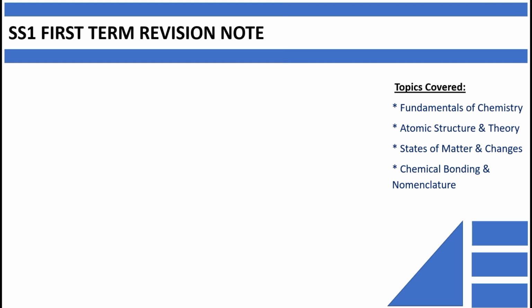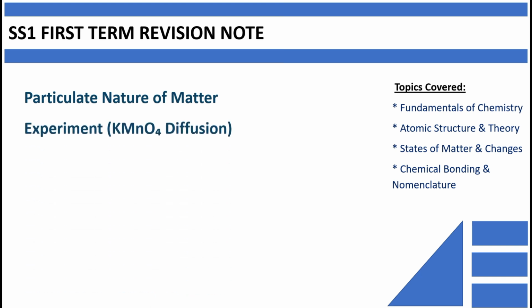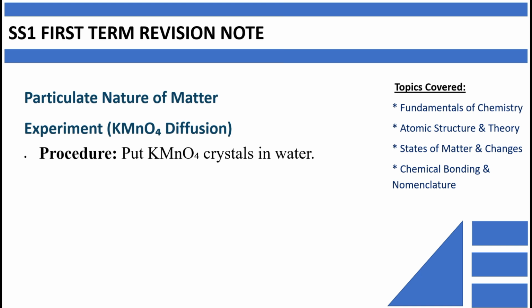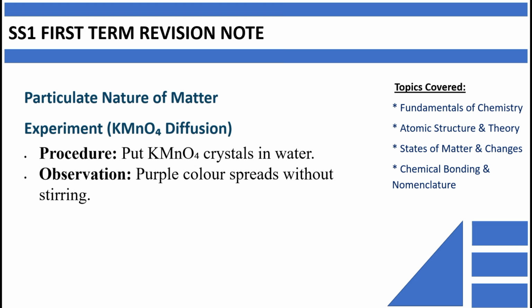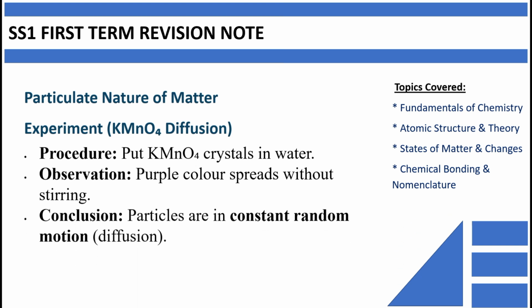Matter is composed of tiny particles that are always in motion. So when we want to demonstrate this, we can use something like potassium tetraoxomanganate in its diffusion, where we are going to put the crystals inside water. We are going to notice that the purple color will spread by itself without us stirring because they are moving randomly from a concentrated part to a position where they have lower concentration. We call it diffusion. So the particles are actually proving to us that they are in constant random motion.